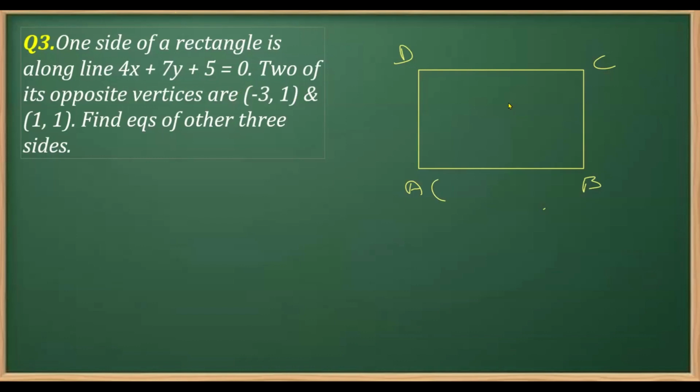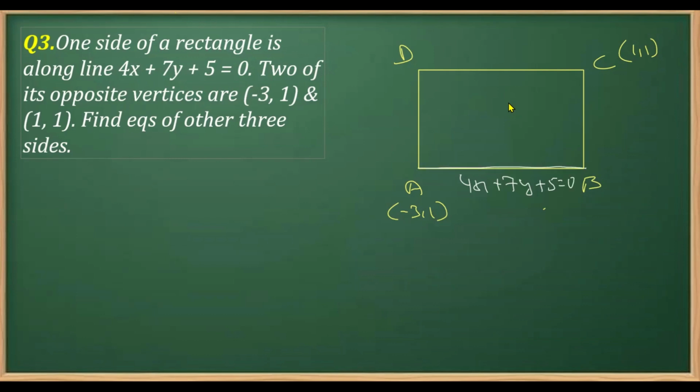So I took the coordinate of A as minus 3, 1, and its diagonally opposite vertex is 1, 1. And one side of this rectangle, I choose this one, AB. You can take any one. I took this one as 4x plus 7y plus 5 equals 0 as the equation of this AB.